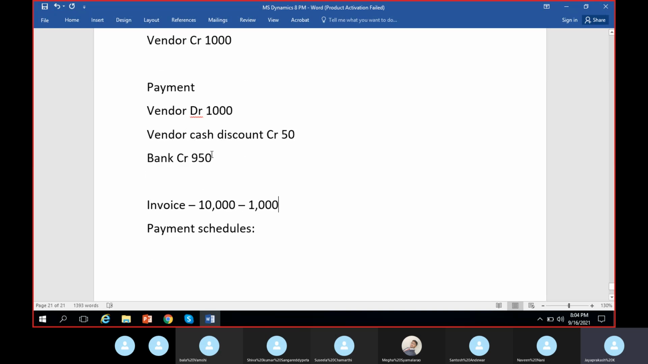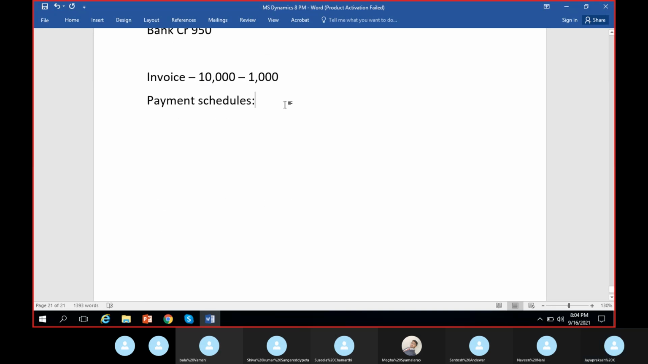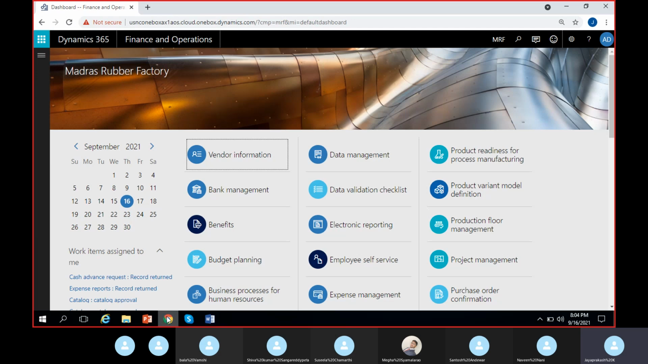Okay, so it's clear, right? What is a payment schedule now, all of you? Any confusion? Okay, perfect. Then we'll go ahead and see how we can configure the payment schedules in Dynamics.